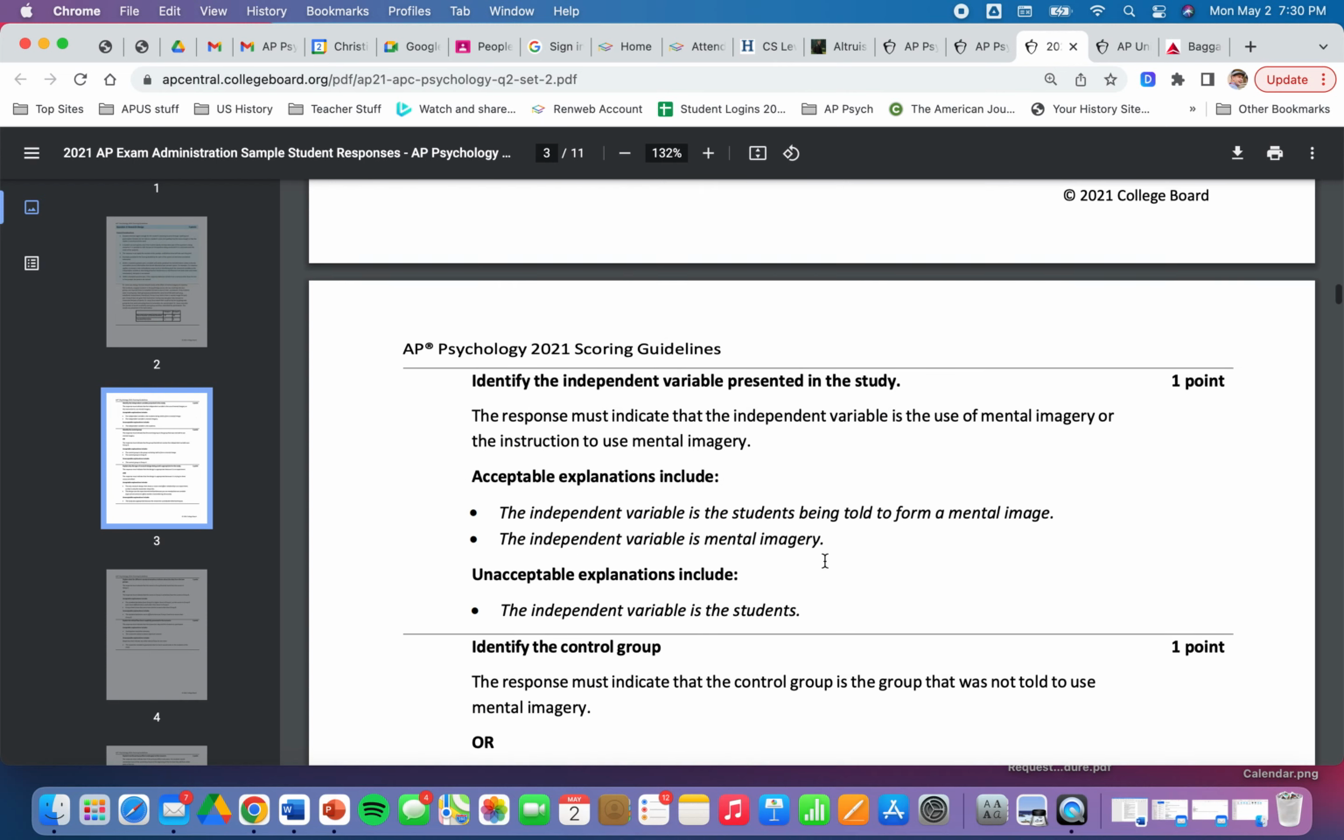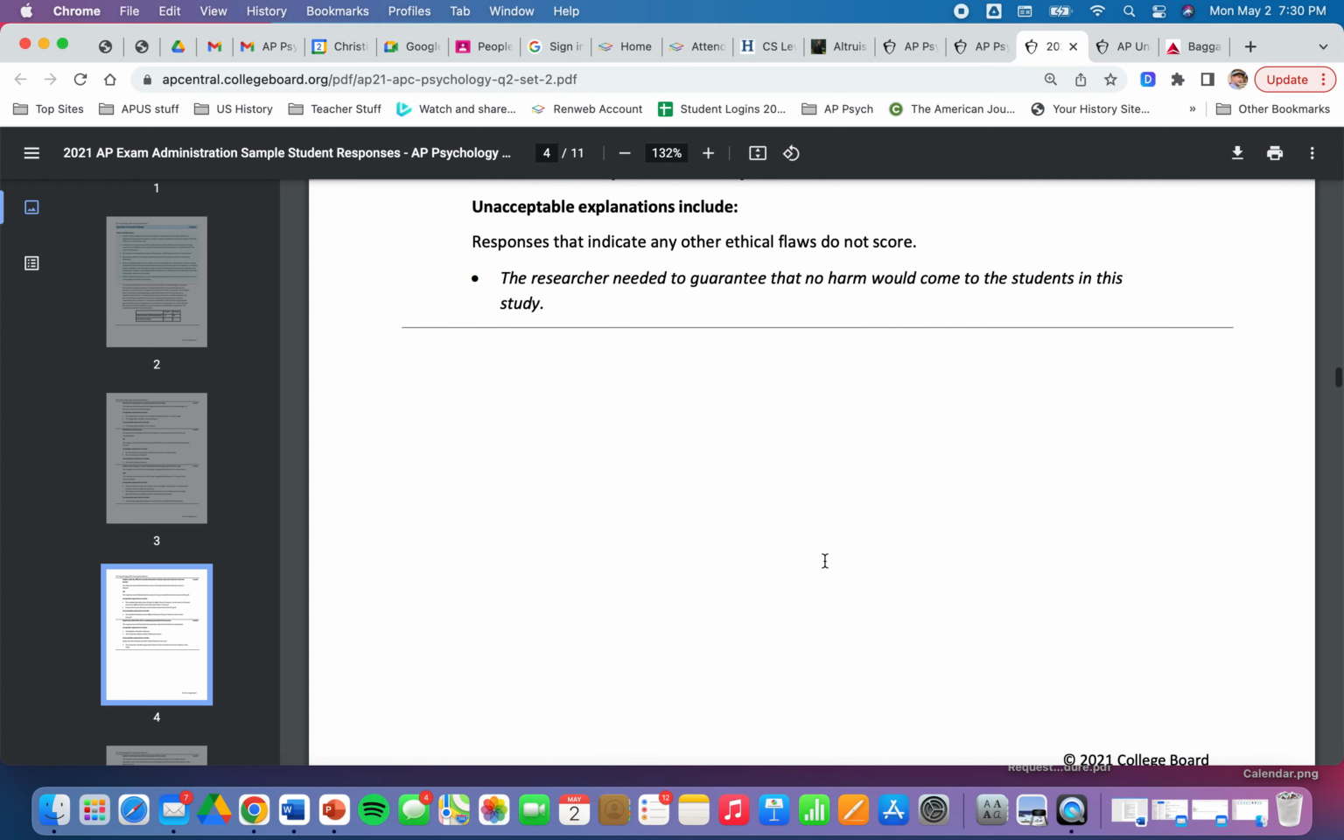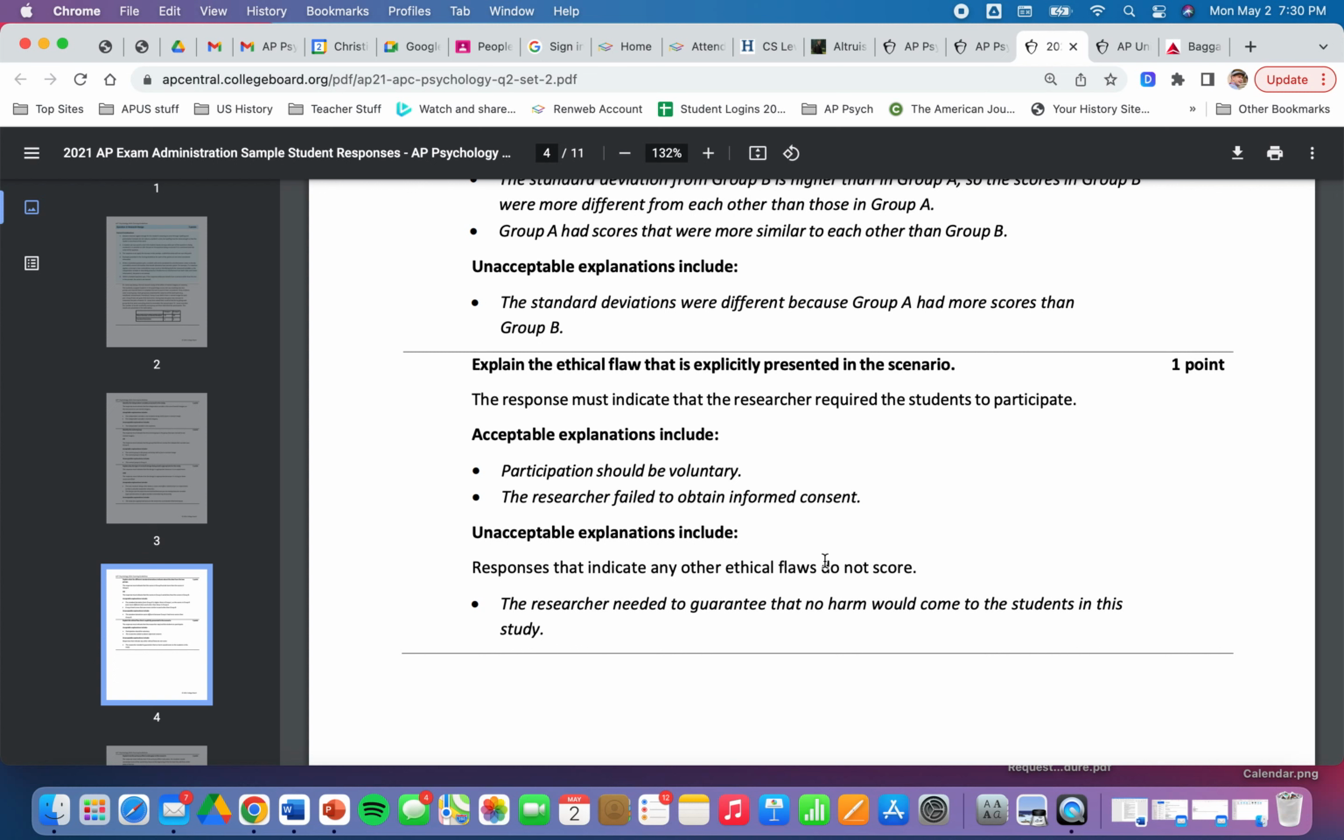Going back to the question, the ethical flaw. We didn't quite solidify on ethical flaw. If you put the researcher needed to guarantee that no harm would come to the students in this study, is that a good statement for an ethical flaw? No harm would come to the students. Not really, because it's the one that's clear, explicitly in the thing, right? Yeah, explicitly presented. So examples that would have been good are participants should be voluntary, or the researcher failed to obtain informed consent. Those would have been two good ones.